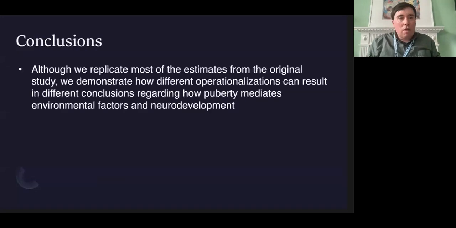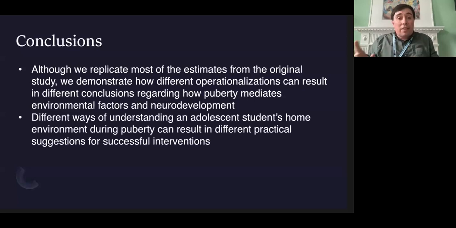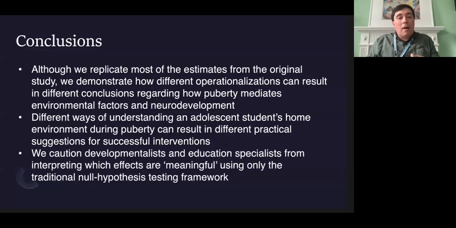Okay, so conclusions. Although we replicated most of the estimates in the original study, we have demonstrated here how different operationalizations can result in different conclusions about how puberty mediates environment and neurodevelopment. Different ways of understanding an adolescent's home environment during puberty can potentially result in very different practical suggestions for interventions. And we generally caution developmentalists and education specialists from interpreting which effects are meaningful using only a traditional null hypothesis testing framework. Only using significance here will give you a very different set of results than if you look at other things and the different ways we did things.